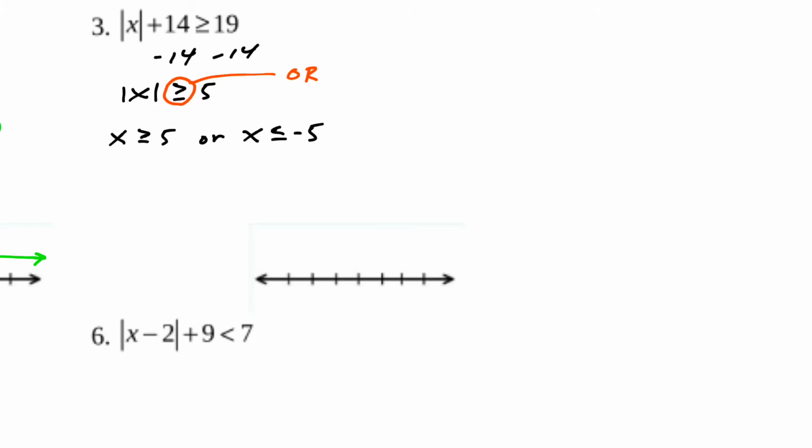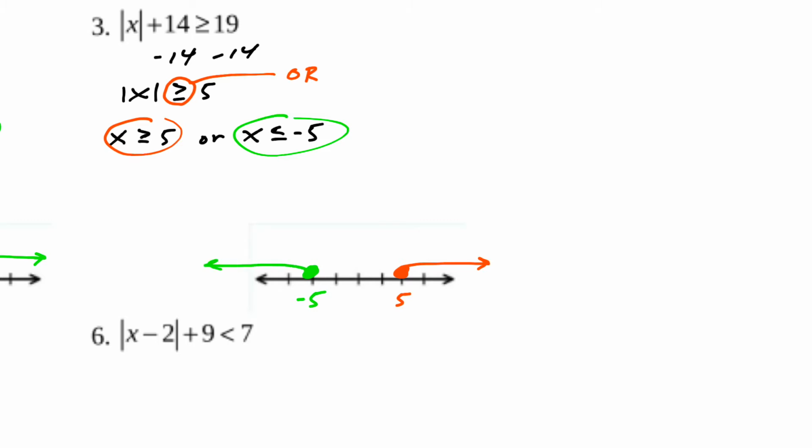So the first one we're going to do in red here. So we want to be greater than or equal to 5. So let's put 5 on our number line. And we have a solid dot because of the equal to bar. And we shade to the right. And then the other one we'll do in green again. So let's put -5 on our number line. That's also got the equal to bar, so we have a solid dot. And we are going to shade to the left.